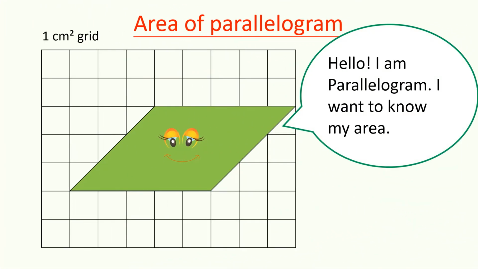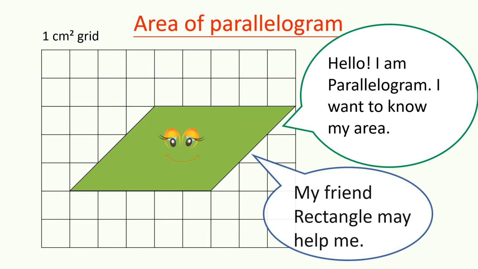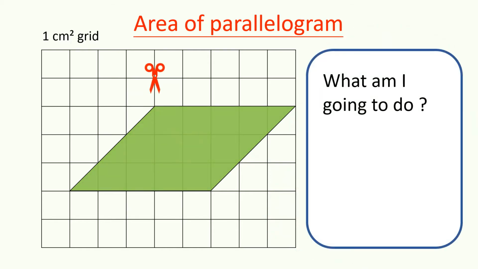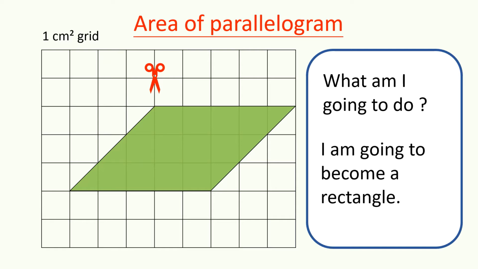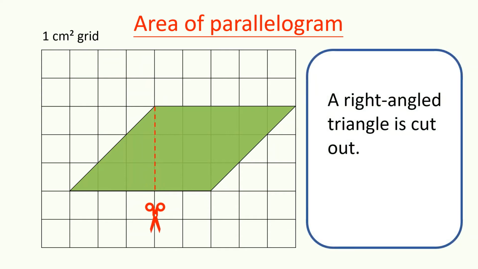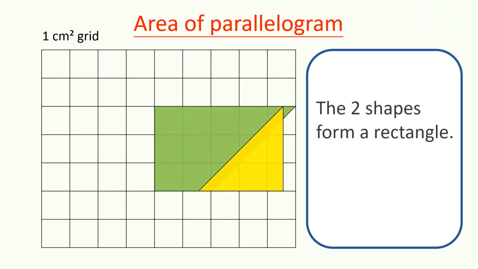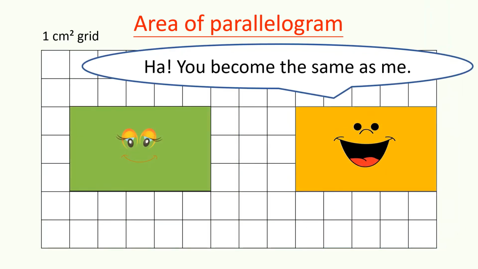Hello. I am parallelogram. I want to know my area. My friend rectangle may help me. What am I going to do? I am going to become a rectangle. A right-angled triangle is cut out. The two shapes form a rectangle. You become the same as me.